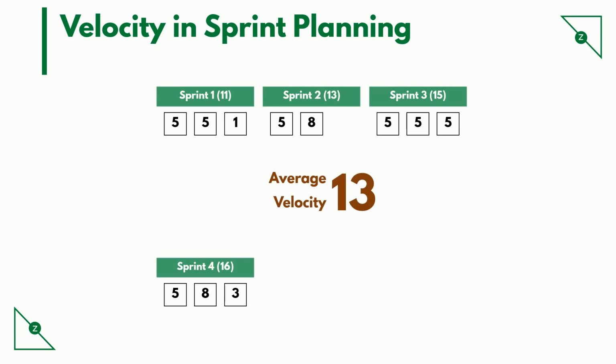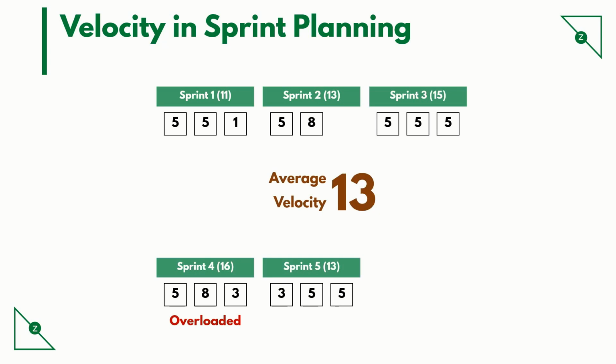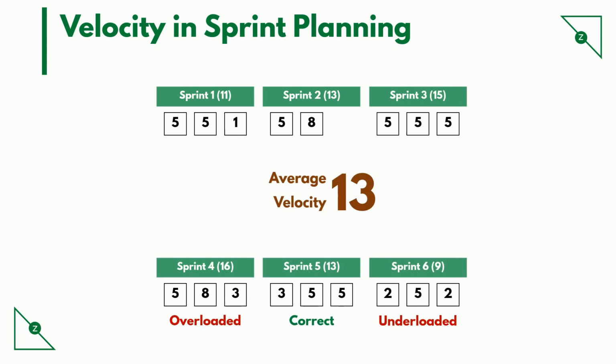If I am trying to fit in 16 story points in sprint 4, I'll be overloaded. If I try to fit in 13 story points for sprint 5, I'll be assigning the correct load. And for sprint 6, if it is 9 story points, I'll be underloaded. For my forecasting and estimation, I can move around stories across sprints so that I am within the capacity of the team.